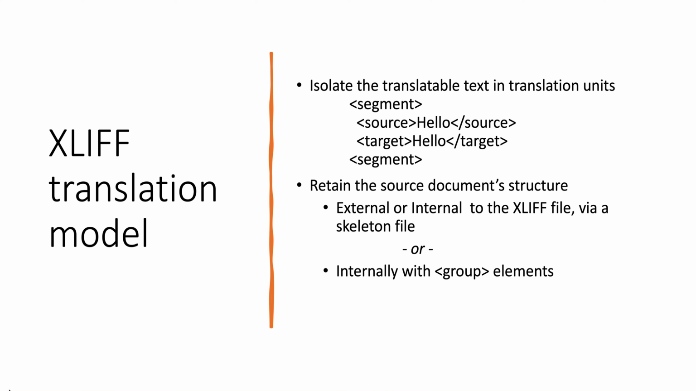So XLIFF, the value of XLIFF is that it's so simple. What we do in XLIFF is we isolate the translatable text in translation units. We call them segments. We have a source for the source language, and then we have a target, which is where we translate the source language into the target language. We retain the source document's structure either internally or externally via the skeleton or group elements.